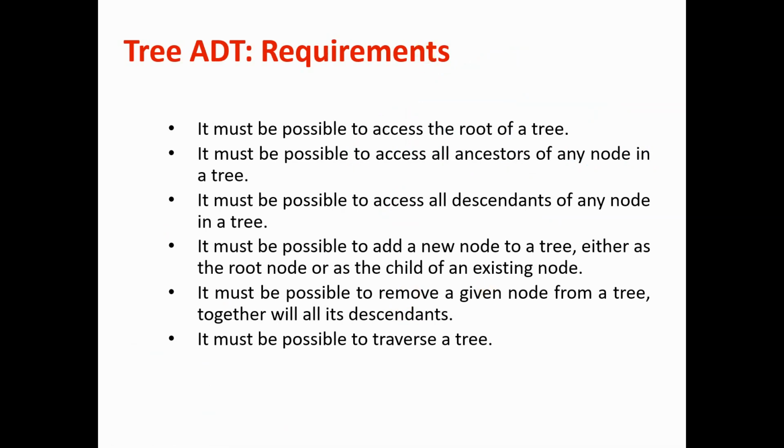So we eventually want to implement this tree, right? The same thing that we did for stacks, queues, decks, we implemented them using arrays or linked lists, right? So we eventually want to also implement the tree. Some of the requirements that we have for a tree ADT are that it must be possible to access the root of a tree, must be possible to access all ancestors of any node in a tree, must be possible to access all descendants of any node in a tree, right?